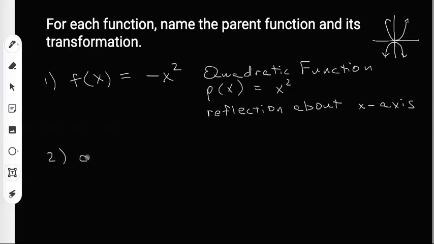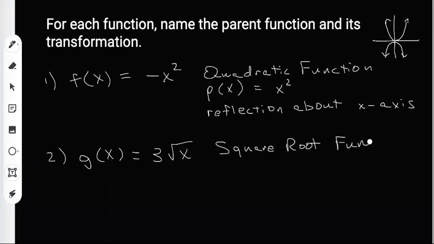All right, number two, I've got g of x equals 3 times the square root of x. So this is the function that they give me. Well, I know that I have a square root, so this is going to be the square root function. And I know that the simplest form of it is going to be p of x equals the square root of x. So I'm going for the most simplest form of what they give me in the problem, and that's called the parent function.